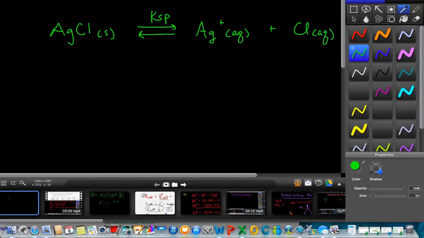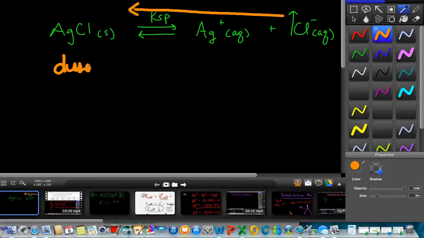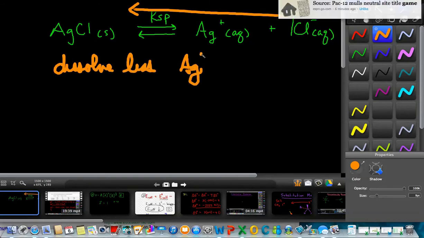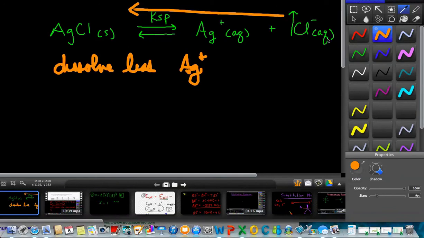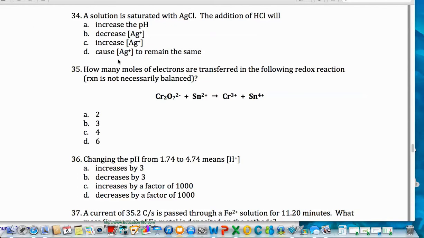If we add HCl, we're going to increase the concentration of Cl minus. And by Le Chatelier's principle, we will see a shift to the left, and so we will dissolve less. That means we'll have less Ag plus in solution, and we'll have less Cl minus in solution. And so this will decrease the concentration of solvated silver ion. So number 34, the best answer is B.